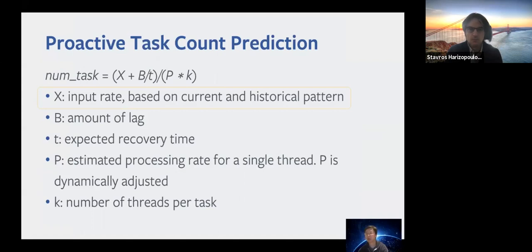For the estimated processing rate, typically for a particular job, it's predictable. So for a newly provisioned job, we'll measure the processing rate during the canary time. Once it's running in production, we'll continue to monitor the progress and adjust the value properly. For example, if we have a lagging job, then the observed processing rate will be a good indicator for the peak processing rate.